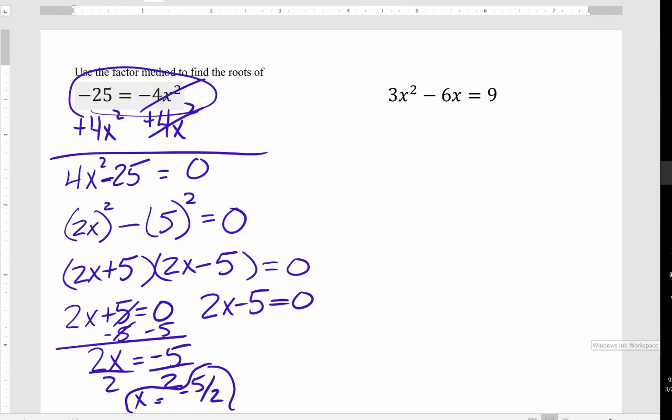All right, on the other equation over here, you've got 2x minus 5 is equal to 0. Add 5 on both sides. So 2x equals 5. Divide by 2.